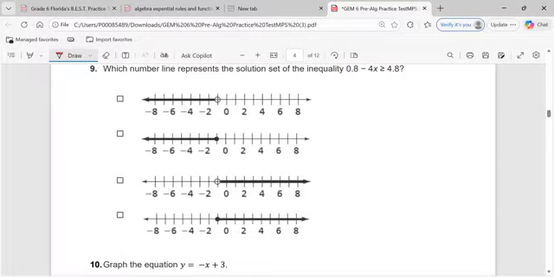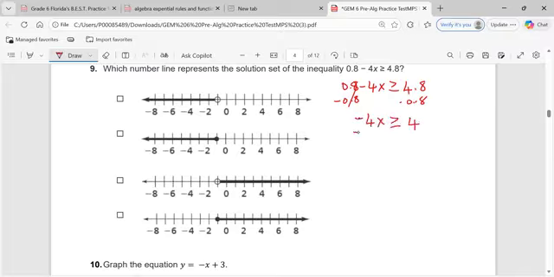All right, and we are off to number 9. Hopefully, trying to move through these a little bit faster. But number 9, we are just going to be solving this equation: 0.8 minus 4x is greater than or equal to 4.8. We're just looking for x, so we are going to subtract 0.8 on both sides so that the x is by itself. We have negative 4x, which is greater than or equal to 4.